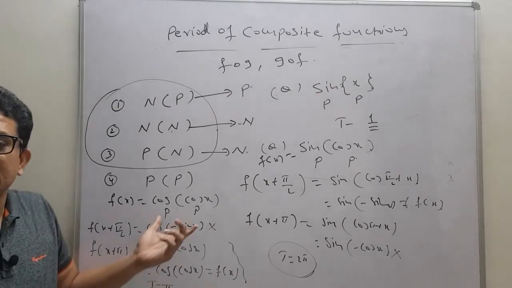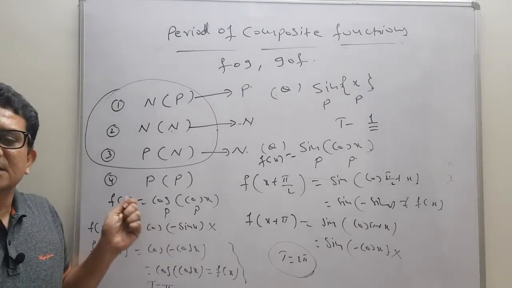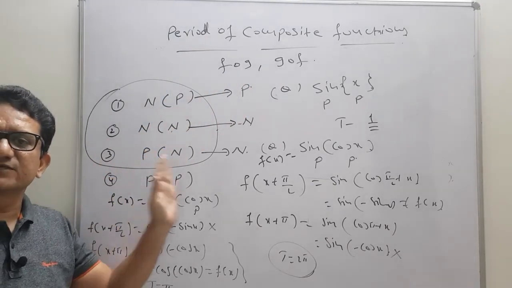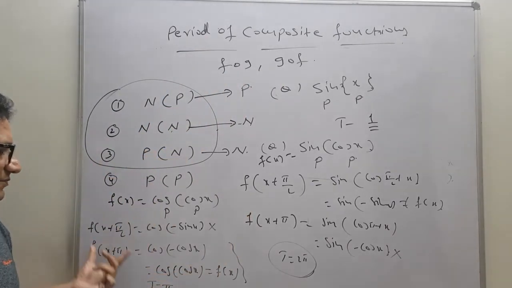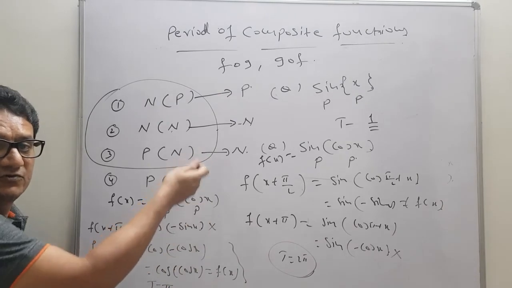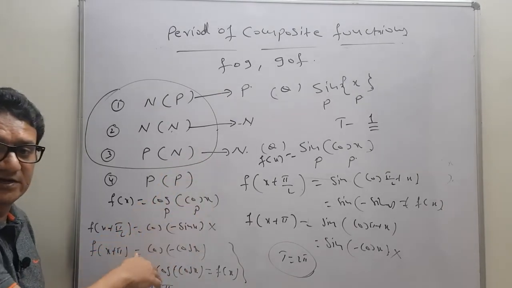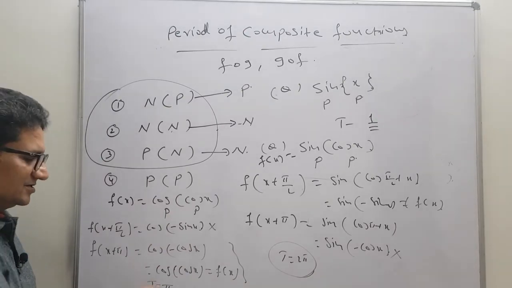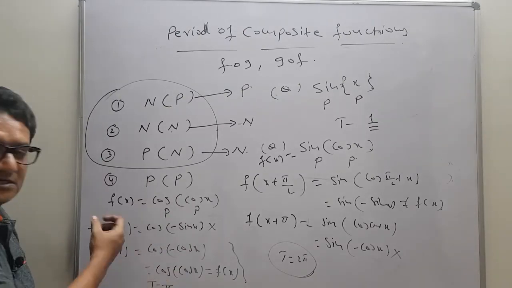So the inside function influencing is for regular things. When we have a trigonometric function inside a trigonometric function, better always follow this technique. Here we got cos of minus cos x, and you may think that since a negative is coming, it is not valid. No, cos of minus theta is cos theta only. So that is cos of cos x, and the result is pi.